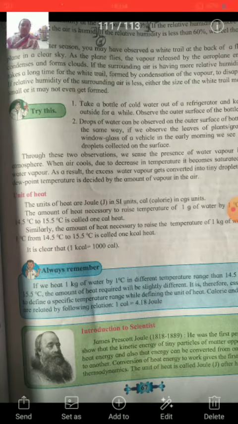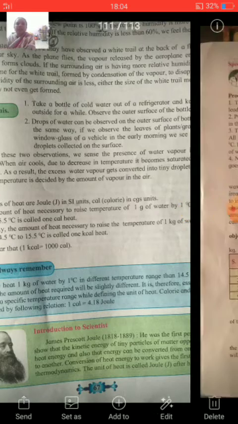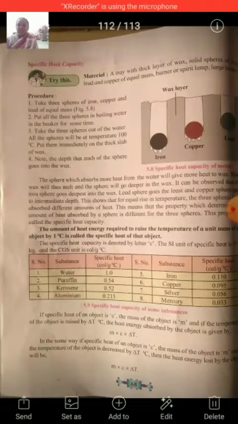That means the units of heat are joule and calorie in SI and CGS systems respectively, and we know what is meant by 1 calorie heat, what is meant by 1 kilocalorie heat, the relation between kilocalorie and calorie, and also the relation between calorie and joule. The point given here, introduction to science, is deleted from the syllabus. So we will study our next point, that is the specific heat capacity.